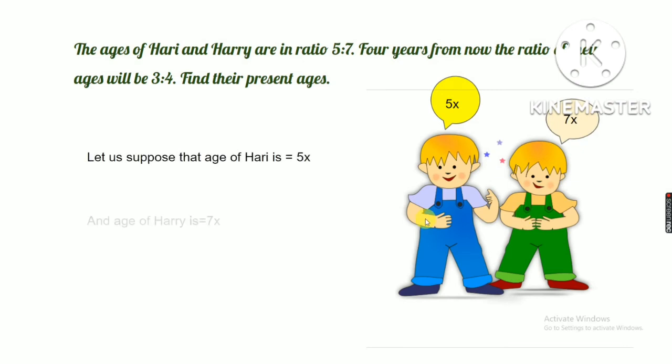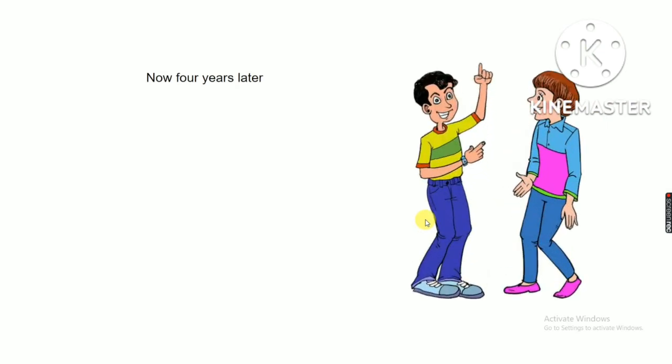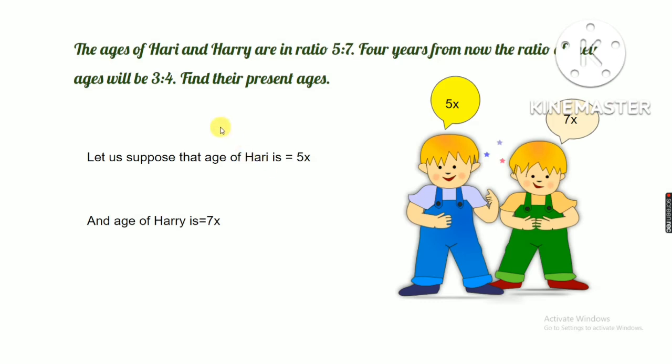But 4 years from now, when they got older, then the age of Hari would be 5x plus 4 and age of Harry would be 7x plus 4. Now the ratio of their ages after 4 years. It's given in our question that the ratio of their ages after 4 years is equal to 3:4.